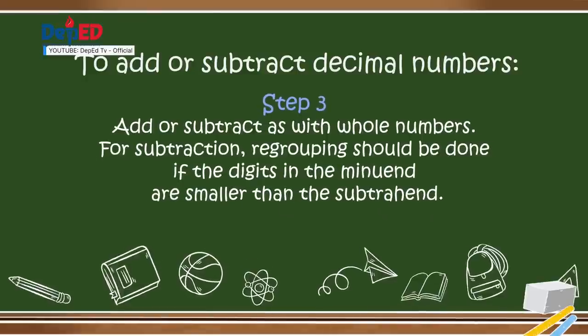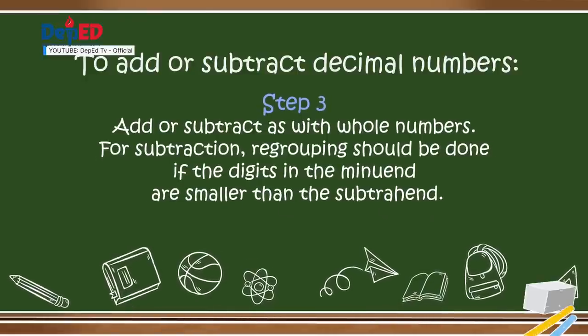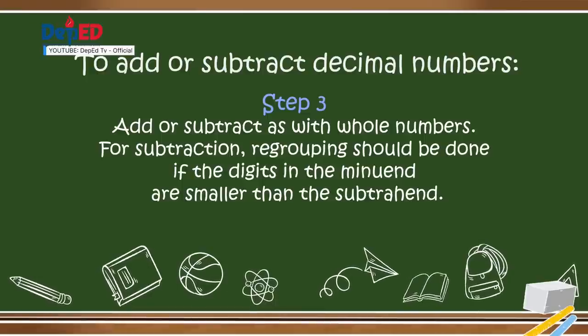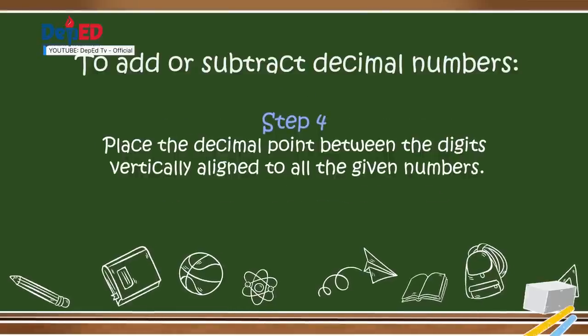Step 3. Add or subtract as with whole numbers. For subtraction, regrouping should be done if the digits in the minuend are smaller than the subtrahend. Step 4. Place the decimal point between the digits vertically aligned to all the given numbers.